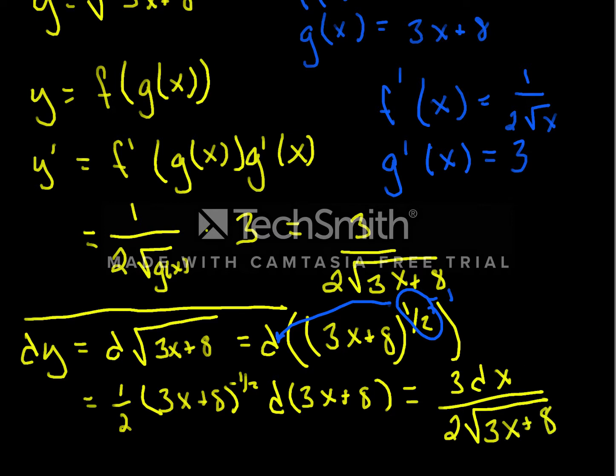See that we got the same answer, whether we used the chain rule, which is 3 over 2 root 3x plus 8, or to get the derivative, we would divide by dx, and of course that dx would cancel. And so these two solutions clearly agree that it is 3 over 2 root 3x plus 8. So when we use differential forms, we were using the chain rule.